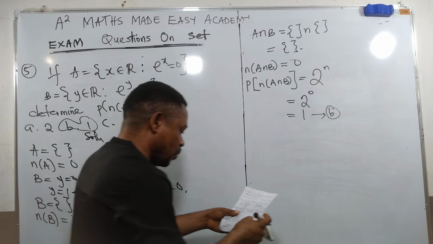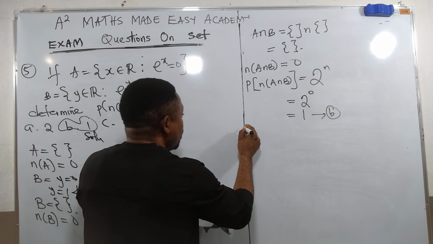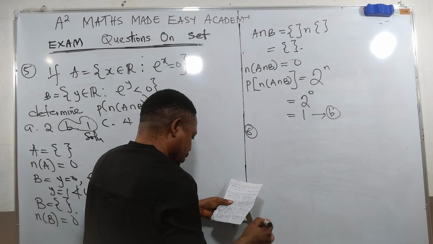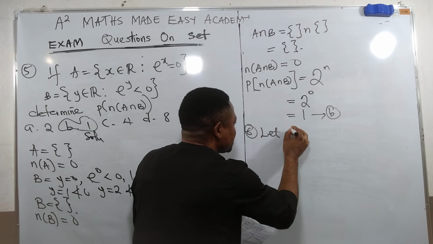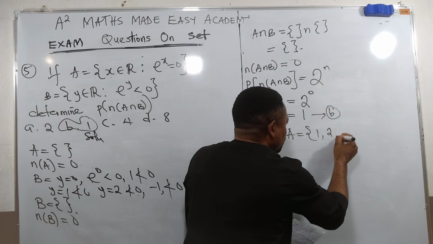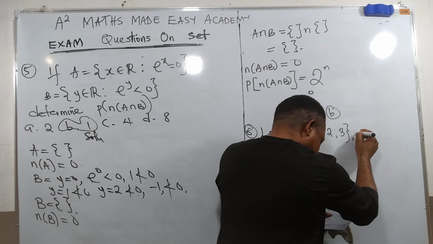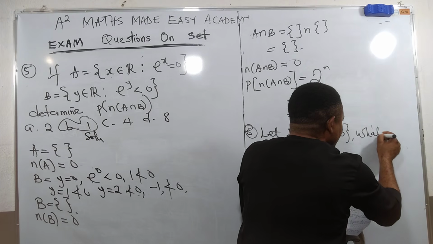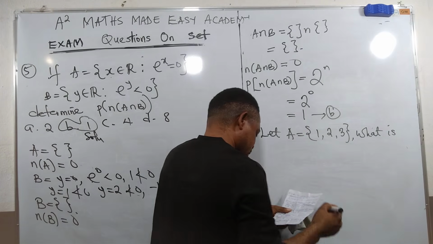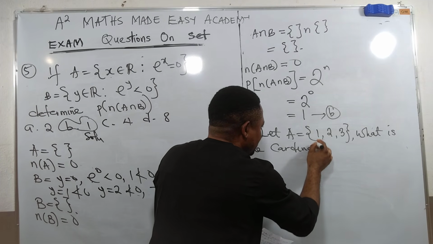Now we are moving and we are almost getting to where we are going. Now let's talk about the next question, which is question number 6. Are you with me? The question says, let set A be the members 1, 2, and 3. Are you there? Then, the question says, what is the cardinality?